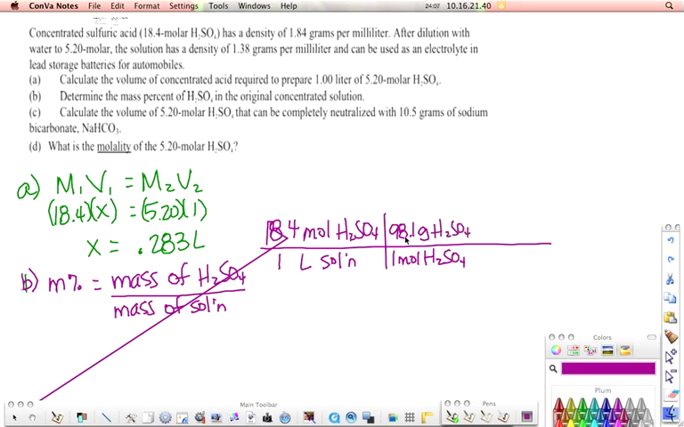So this right here, we're now at grams per liter. Well, I don't want grams per liter of solution. I want grams per grams of solution. Mass of H2SO4, mass of solution. So I got mass of H2SO4. So to get from liters of solution to mass, I'm going to come back up here and use my density.